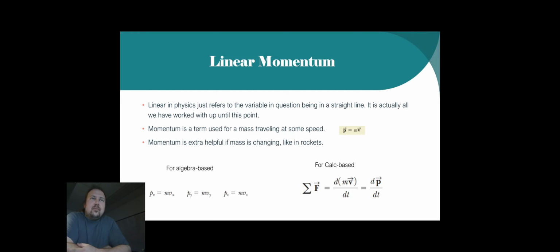And linear momentum. Momentum is a term used for a mass traveling with some velocity, and we represent momentum with a lowercase p. It's of course a vector because it's equal then to whatever the mass is times whatever the velocity is. Velocity, of course, also being the vector, mass being the scalar.